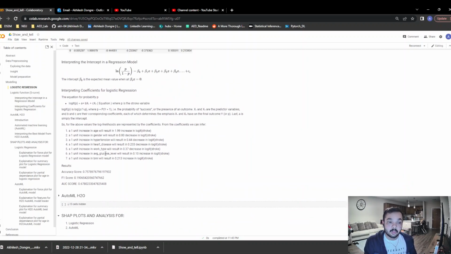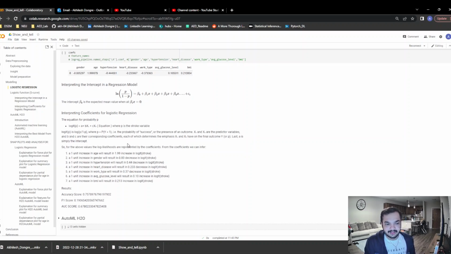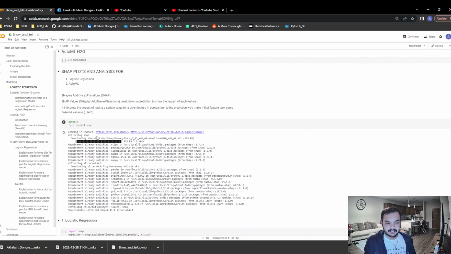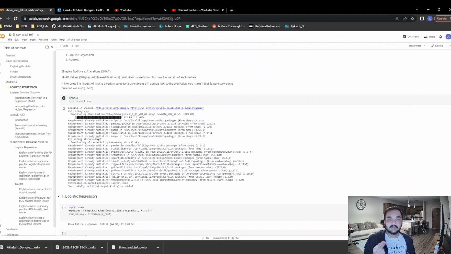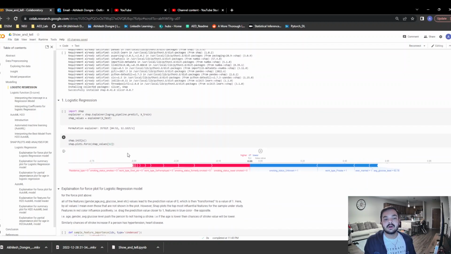So we say that a 1 unit increase in age will increase the log odds of the stroke by 1.99. Which is simple. Once you see this and once you have visualized various things, you can certainly comment on each coefficient and how it affects the outcome. Now we just see what SHAP does. As you know, I've talked about theory and how the problem is set up. We basically load that model and try to figure out how each variable contributes.